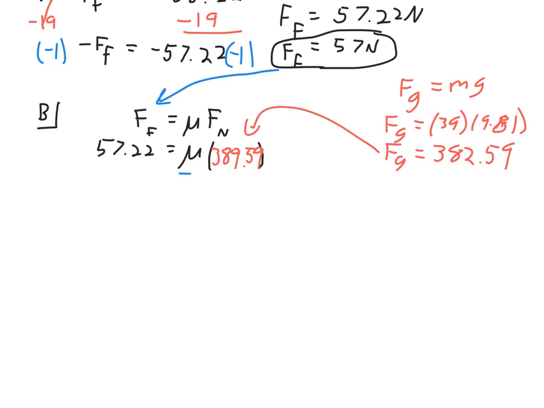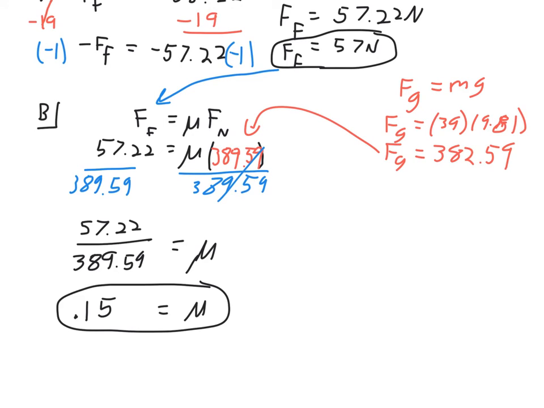All right, now I can just simply work the easy algebra, divide over my 389.59 over to the other side, and then I'll have my mu. So the coefficient of friction between the sled and the snow or ice, whatever that surface was there, turns out to be around 0.15, and that makes sense, well less than 1. Around 0.1, you're looking at a pretty slick surface.